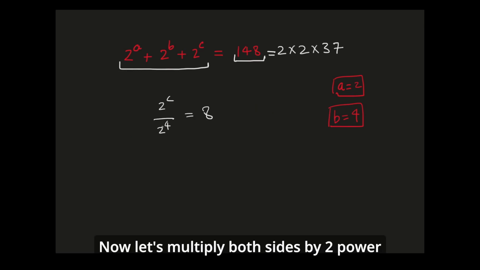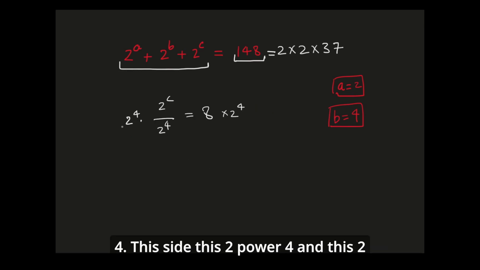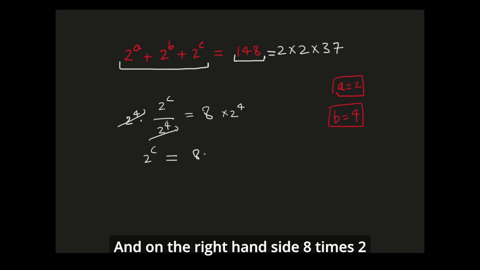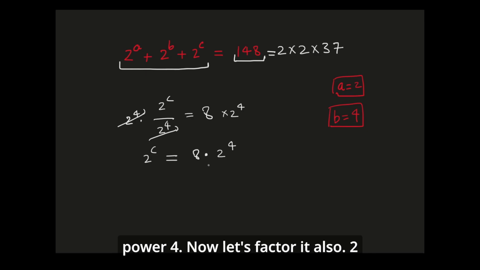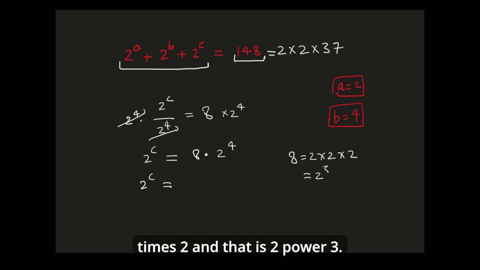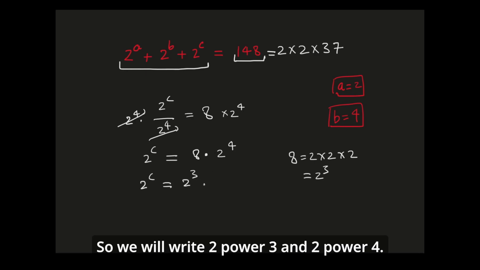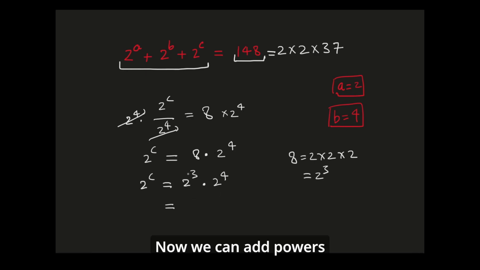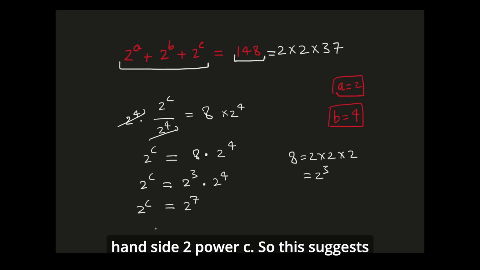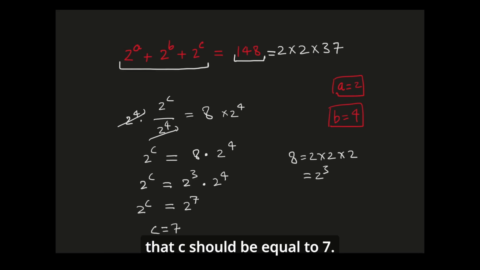Now let's multiply both sides by 2 power 4. This 2 power 4 and this 2 power 4 get cancelled, and only 2 power c remains, and on the right hand side 8 times 2 power 4. Now let's factor 8 also. 8 can be written as 2 times 2 times 2, and that is 2 power 3. So we write 2 power 3 and 2 power 4. Now we can add the powers because the base is the same, so it becomes 2 power 7, and on the left hand side 2 power c.